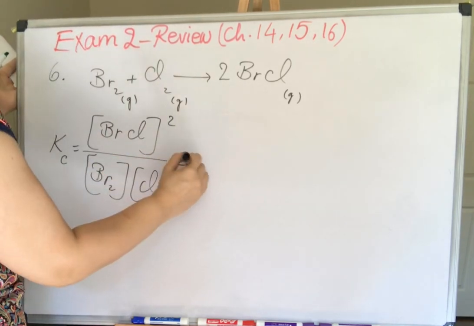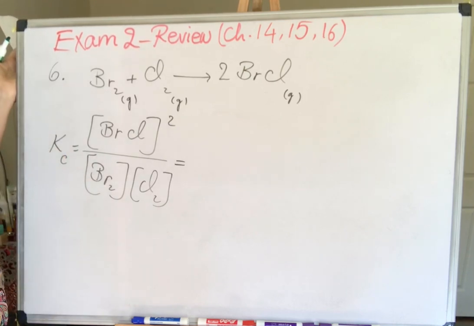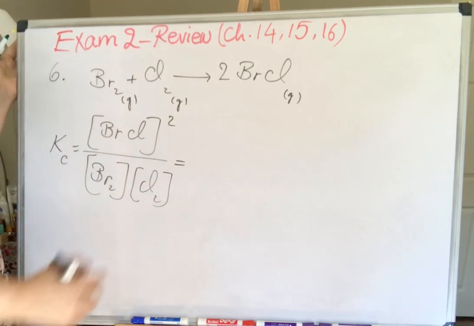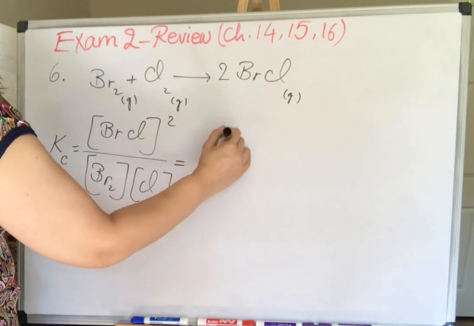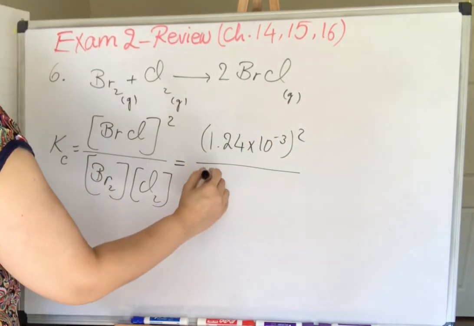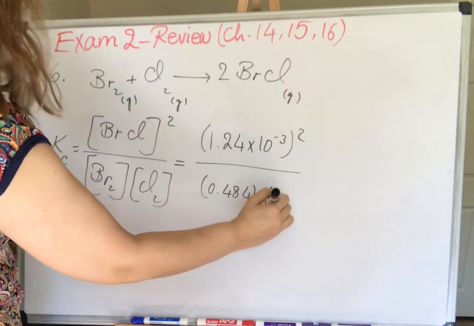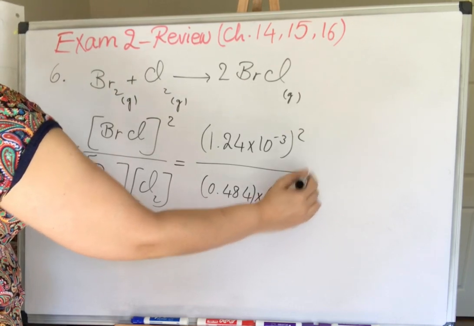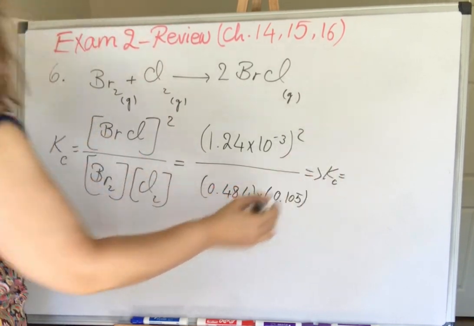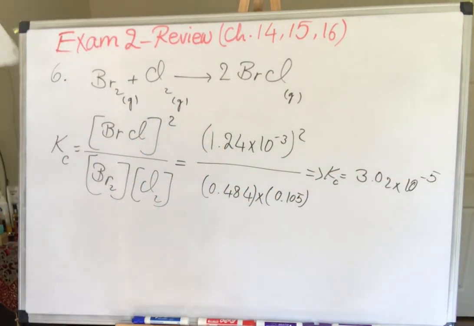So we are supposed to find Kc. We are given the molar concentrations. So for BrCl we have 1.24 times 10 to the negative 3, squared, divided by 0.484 times 0.105. So Kc is going to be 3.02 times 10 to the negative 5. So it would be A. That should give you A.